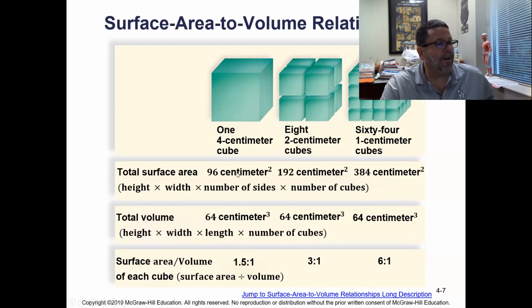But look at the surface area: 96 on this one, 192 on this one, 384 on this one. So you have more total surface area with these 64 1-centimeter cubes than with 8 2-centimeter cells or one 4-centimeter cube. All of those have the same volume. When you divide that out, look at that, surface area to volume is 6 to 1. So we tend to see things down this lower end because it gives us more surface area to do things on that cell membrane.